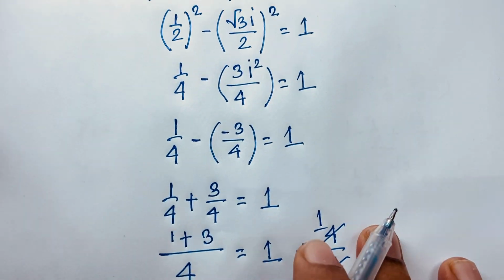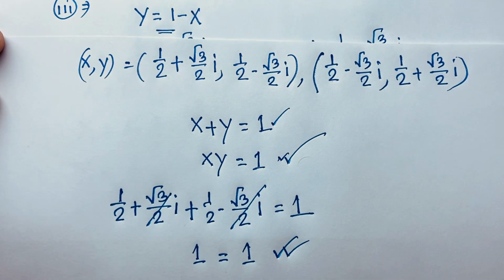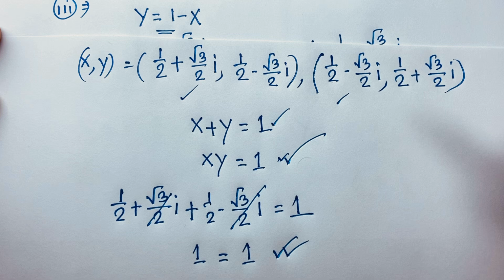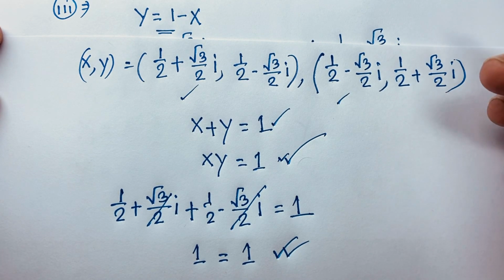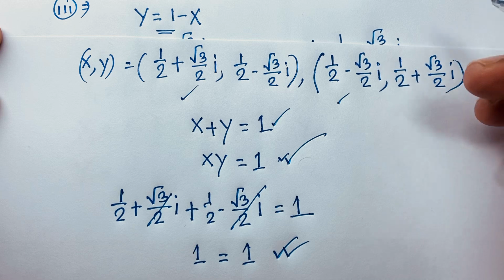So in this question, you can see x is equal to this and y is equal to this. Here is the interesting topic, because here is no real solution, both are complex numbers, both are complex solutions, both are imaginary numbers.